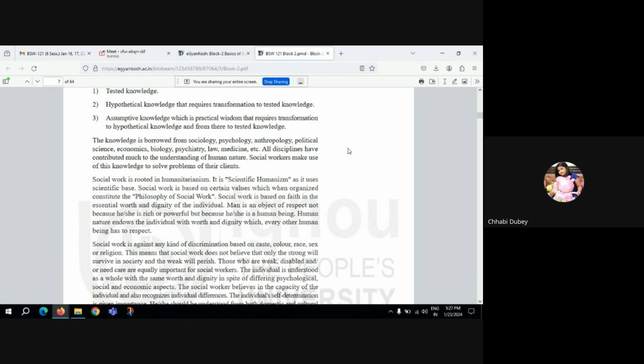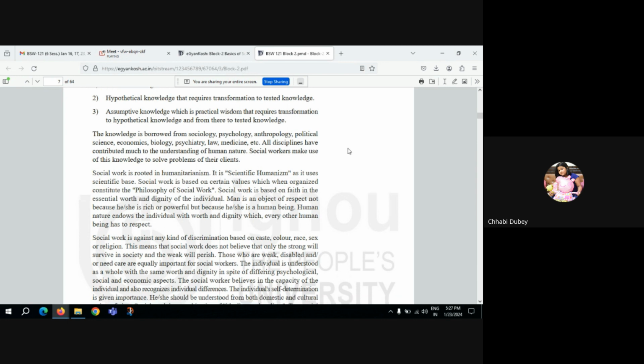particular philosophy. Then, man is an object of respect not because he is rich or powerful, but because he or she is a human being. So this is the second thing that we have to understand: every individual needs respect not because he or she has money or resources or maybe power, but because he or she is a human being, as simple as that. Human nature endows the individual with worth and dignity, which every other human being has to respect. So this is the basis of humanitarianism that gives root to social work.